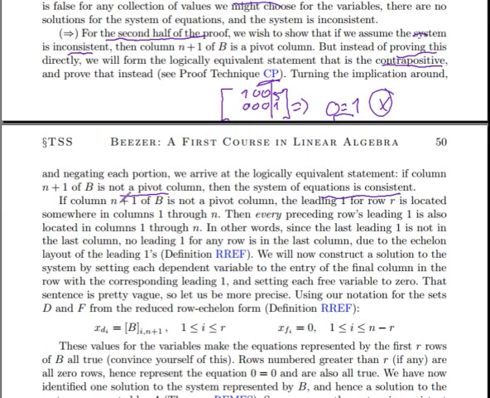Okay. Now, let's follow through on this argument. We want to show that if column n plus 1 of B is not a pivot column, then the system of equations is consistent. So if column n plus 1 of B is not a pivot column, then the leading one for row R is located somewhere in columns 1 through n. Then every preceding row's leading one is also located in columns 1 through n. So the last leading one is not in the last column.